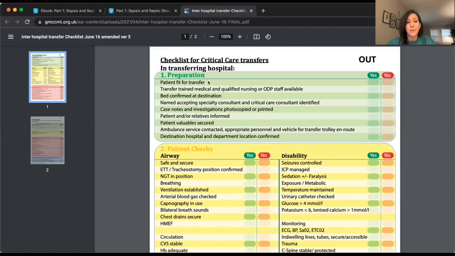So the first thing in this checklist says preparation. Is the patient fit for transfer? As a provider, as a physician, you have to decide, is it safer to transfer the patient and get them a higher level of care, or is it too unsafe to transfer the patient? You need to make sure there's qualified and trained medical personnel that can accompany the patient. You want to make sure the patient has been accepted at the receiving facility and that they have the consultants and critical care consultants that are needed. You want to make sure that all of the medical information is provided, so the case notes and investigations. You want to make sure you inform the family. And then you want to make sure that the ambulance is contacted, there's appropriate personnel in the ambulance, and that they have oxygen, the monitors, and everything that is needed.